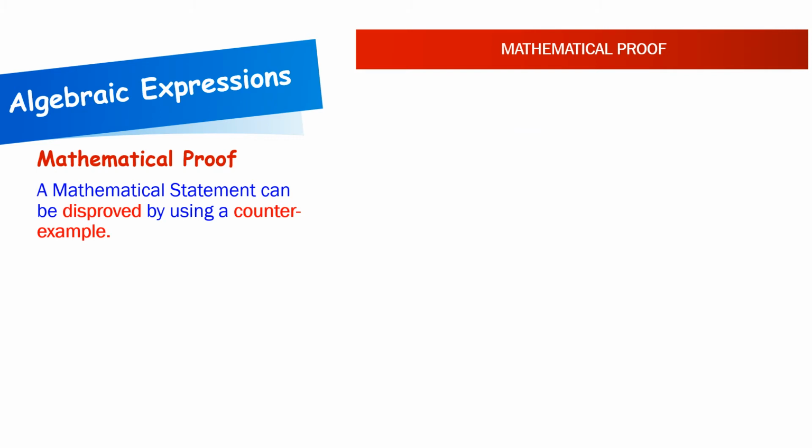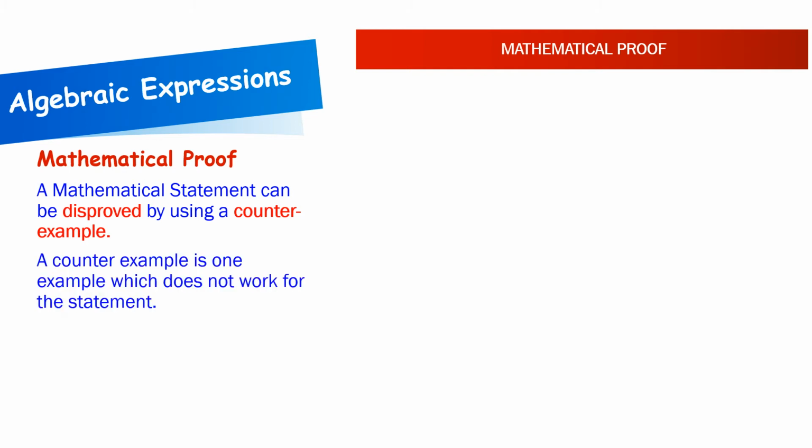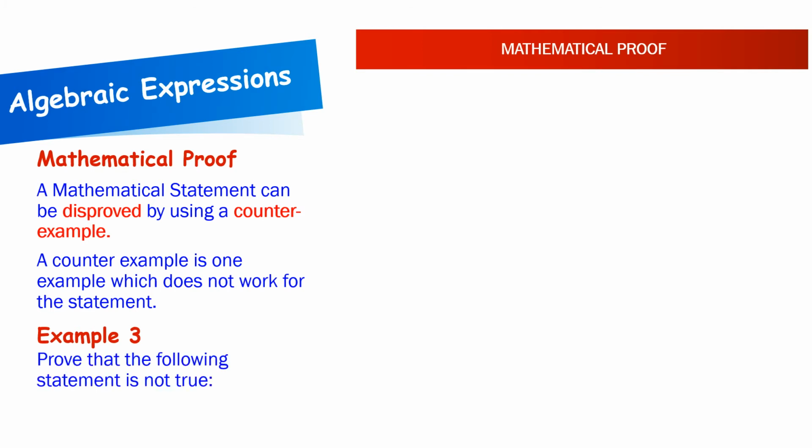So a mathematical statement can be disproved by using a counterexample. A counterexample is one example which does not work for the statement. Let's take a look at an example. Prove that the following statement is not true. The sum of two prime numbers is always even. Pause the video and have a go. Press play when you're ready to view the solution.